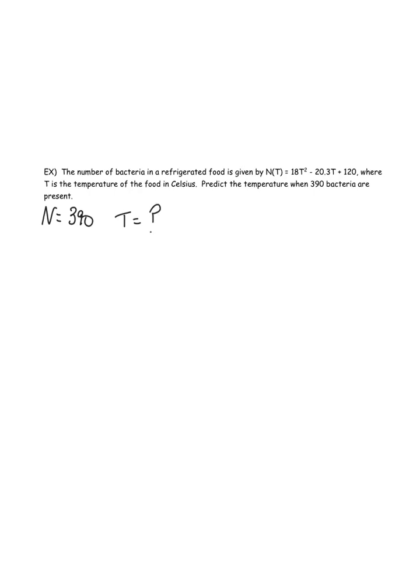So here's what my equation is going to look like. If I go back to this equation up here, this is the equation that makes my prediction, and it's going to go like this. N, the number of bacteria, is 390. That's going to equal 18t squared minus 20.3t plus 120. Now that is clearly a quadratic equation because you've got a t squared and a t in it, and it is highly unlikely that that thing is going to factor where the 20.3 has the middle term.